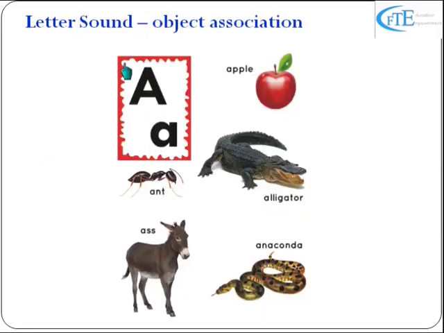Then you could get the child to associate the sound of the letter with certain objects. A. Apple. A. Alligator. A. Anaconda. A. Ass. A. Ant.